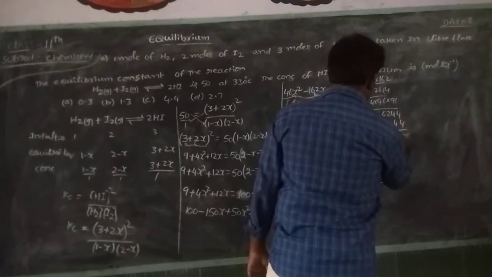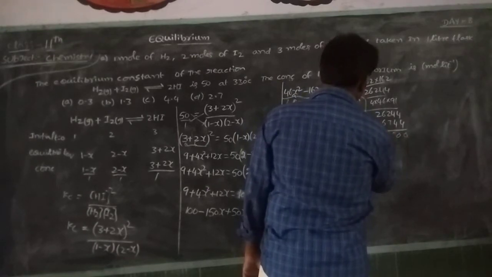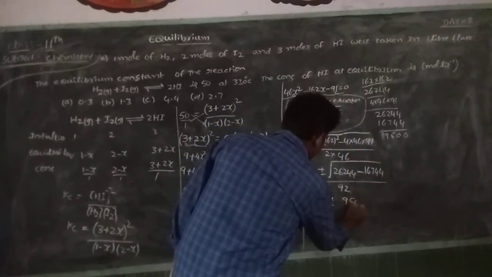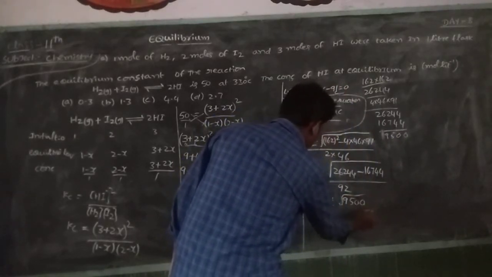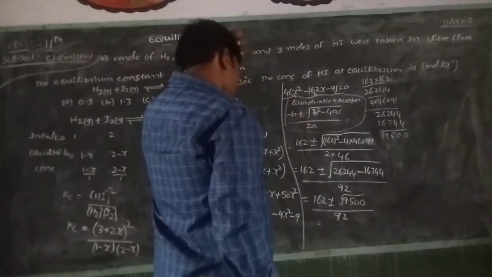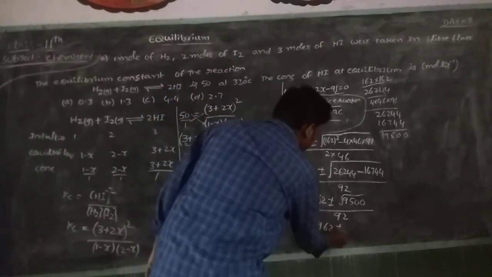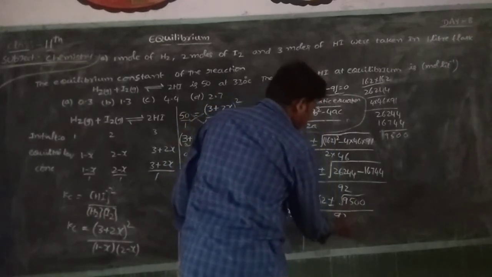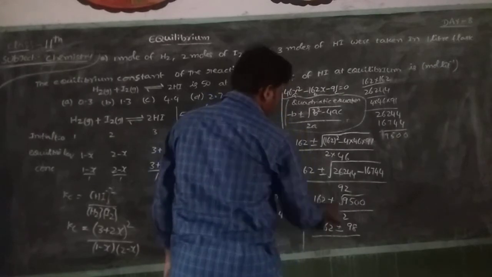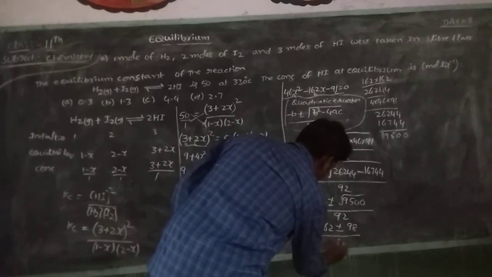We have to subtract, that means 9500, root of 9500 upon 92. Root of 9500 we have to calculate. 162 plus or minus, that means 98, upon 92. Root of 9500 is 98 by 92.